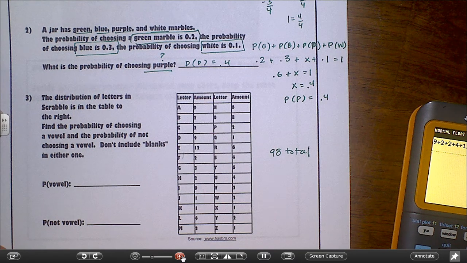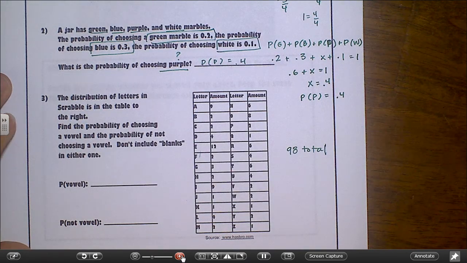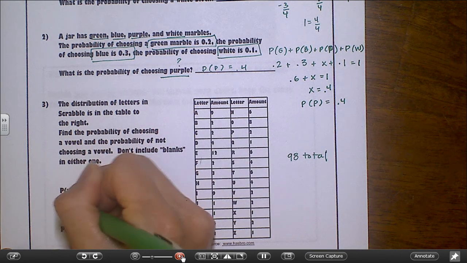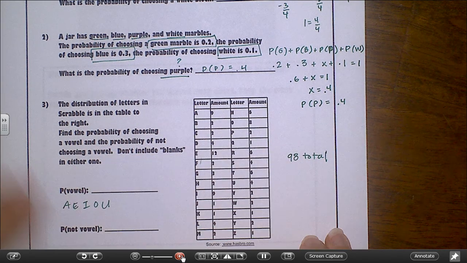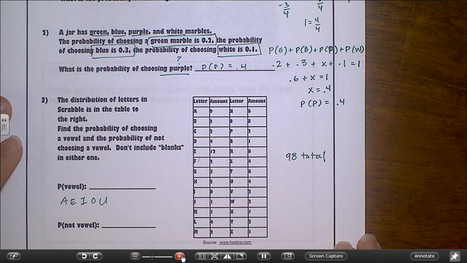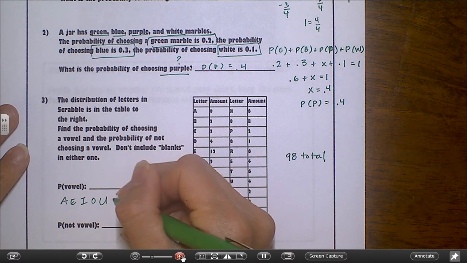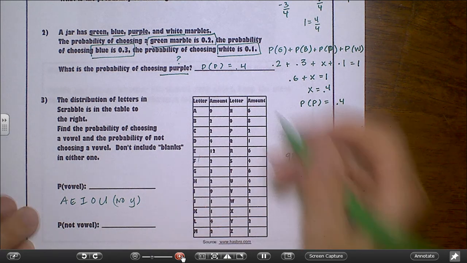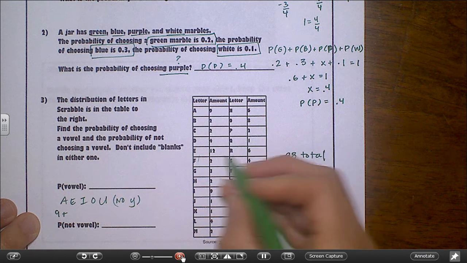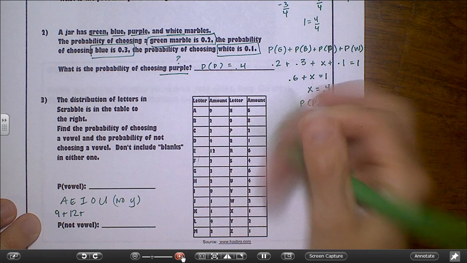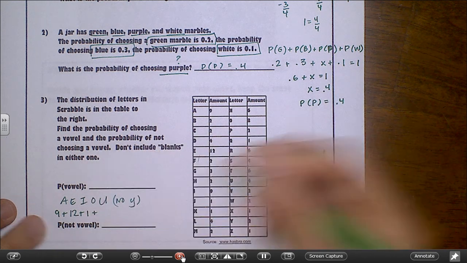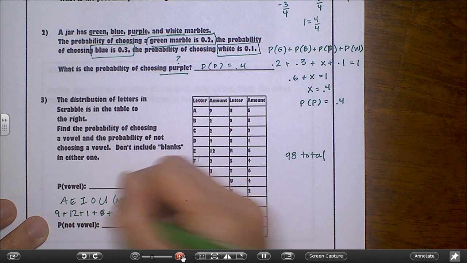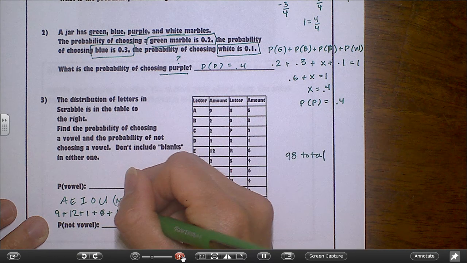All right, so we have to decide what we think are vowels. A-E-I-O-U, right? Then there's sometimes Y. So do we want to count it or not? No Y today. So A's and E's and I's and O's and U's. So A, there's 9. E, there's 12. I, there's 1. O, there's 8. U, there's 4.